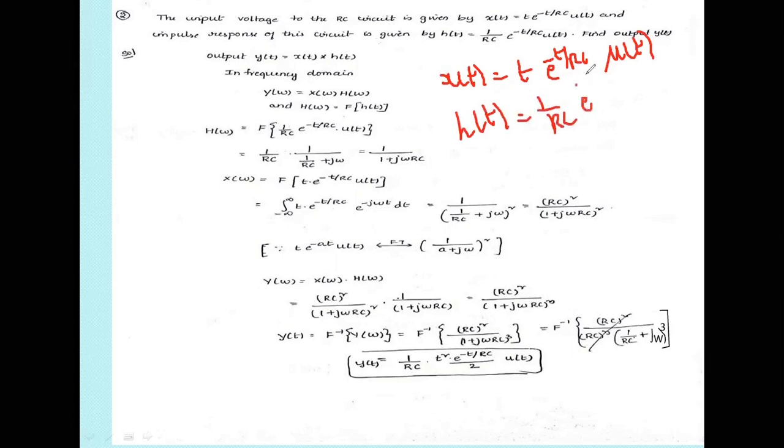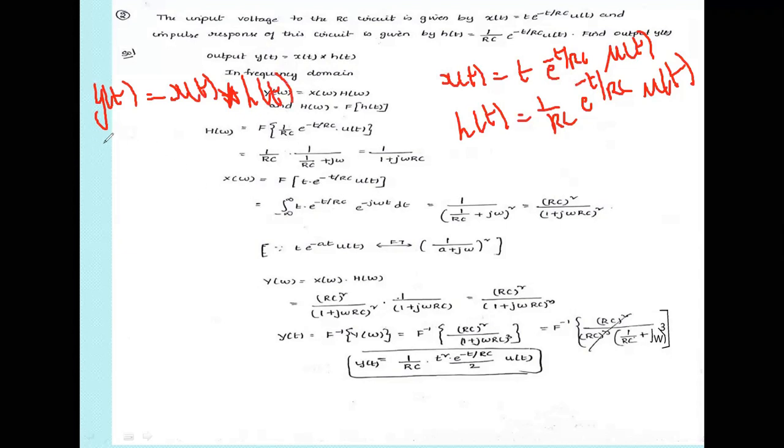The given function is x of t is equal to t into e power minus t by RC into mu of t, and h of t is equal to 1 by RC e power minus t by RC into mu of t. We need to find the output. So the output y of t is equal to the convolution of x of t with h of t.